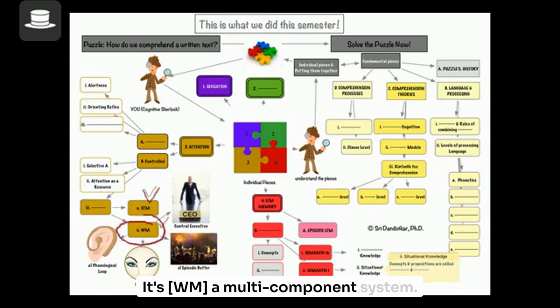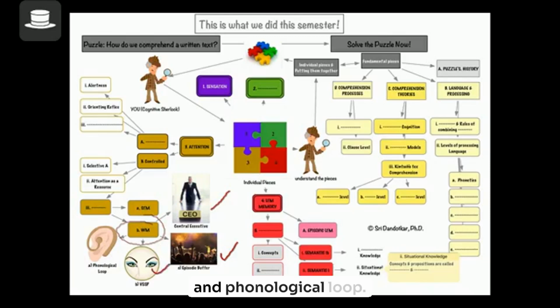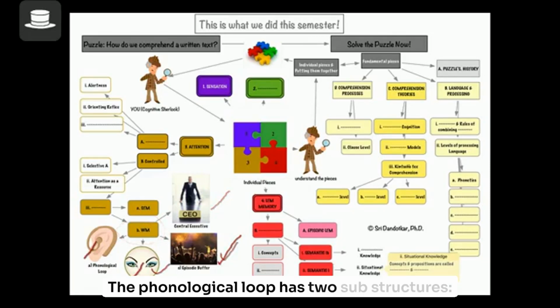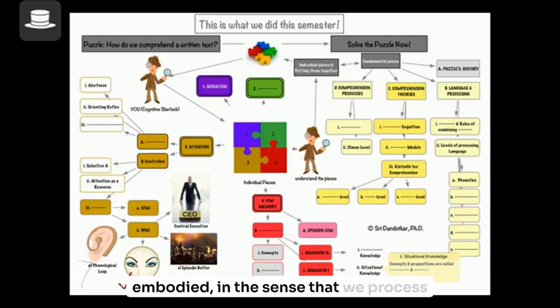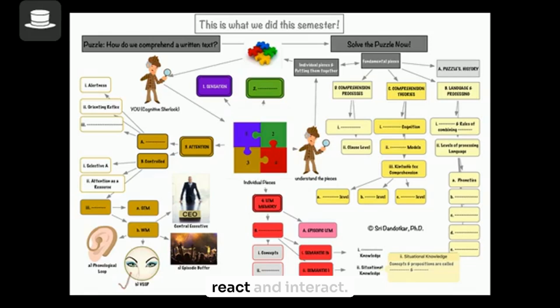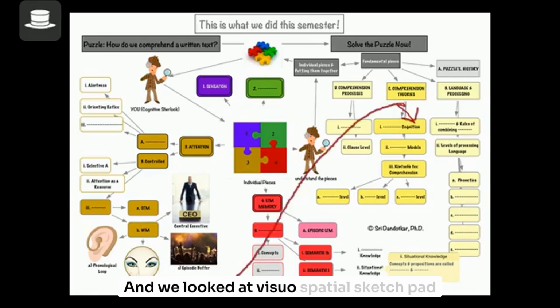It's a multi-component system. It has a central executive, episodic memory, and phonological loop. The phonological loop has two substructures, the phonological store and the articulatory process. We talked about the processes related to each of those structures. We talked about the phenomena related to the visual spatial sketchpad. We said the visual spatial sketchpad is embodied in the sense that we process information in real time with the purpose to react and interact. And we looked at visual spatial sketchpad related phenomena like mental rotation, representational momentum, and boundary effect.